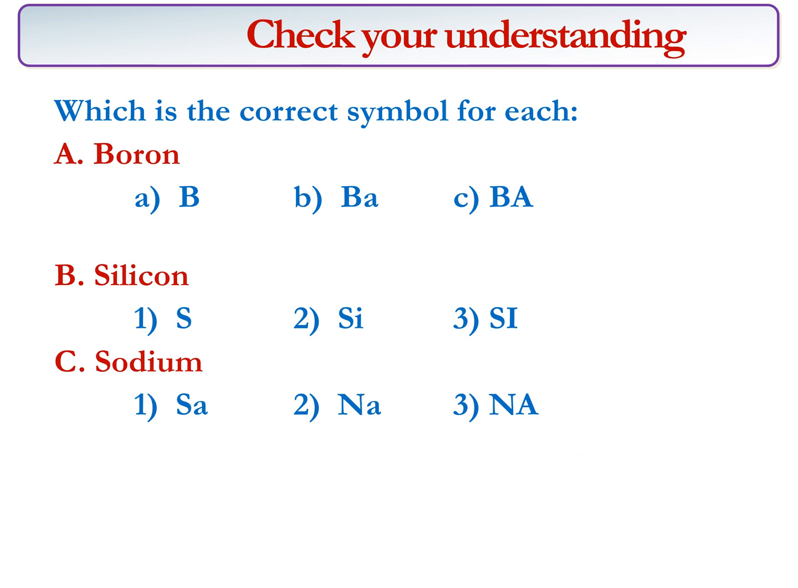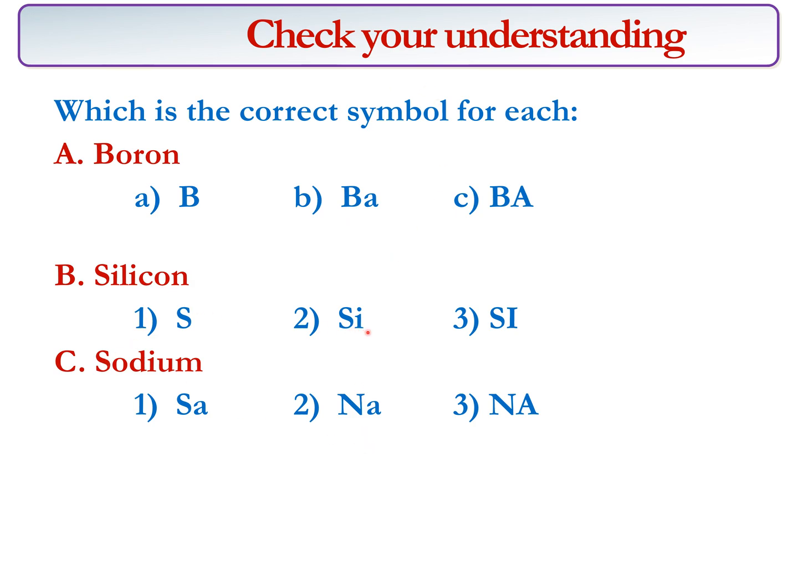So let's test our understanding to know whether we have understood what we have studied so far. Which is the correct symbol for each? A is boron. So what's the correct symbol for boron? Is it B, is it BA, or is it capital B, capital A? The correct answer, as I have shown before, is capital B. It cannot be BA because Ba is for barium.